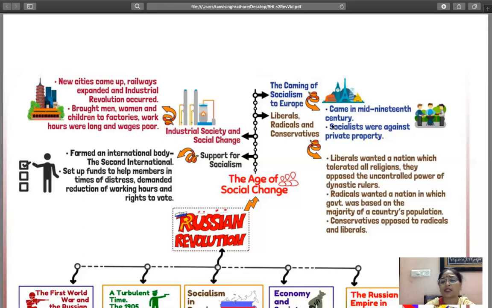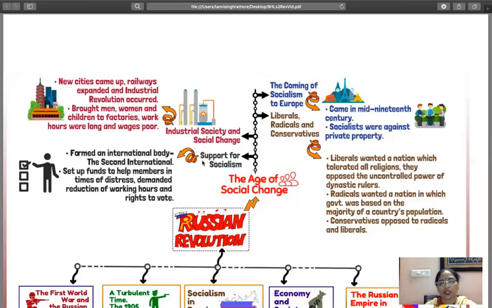And this is how a socialist society came into being. That was the impact of the Industrial Revolution. The socialists were against private property. They wanted the property to be common and the government to be state controlled, meaning the government should control it and then equally distribute it among all the people who are working in that country. That was the idea.